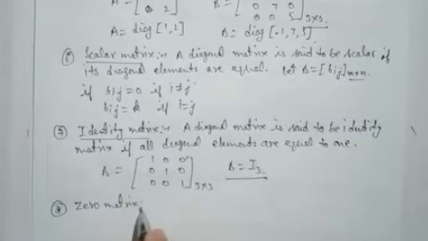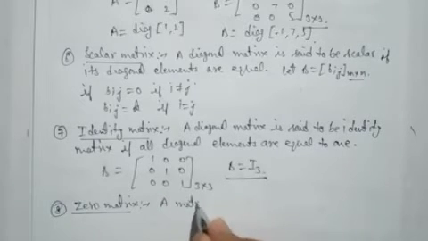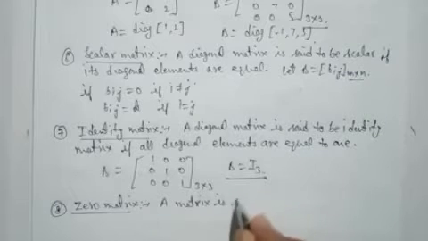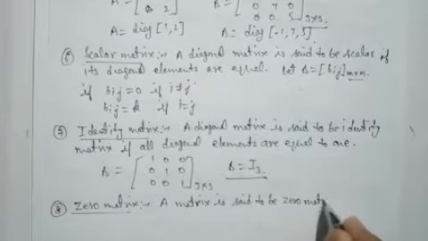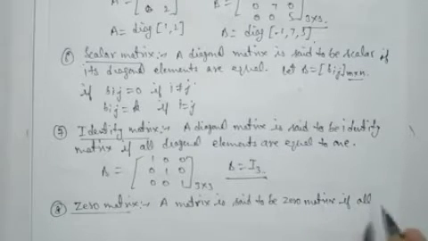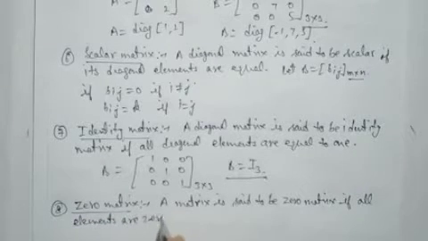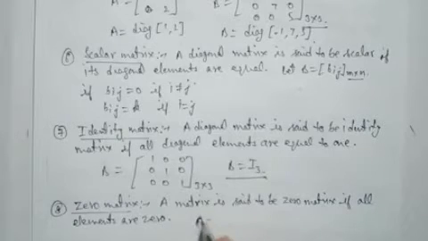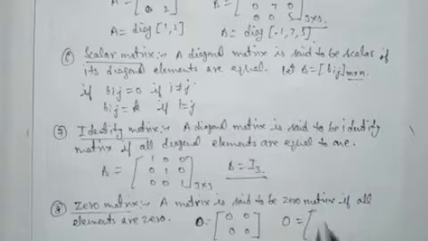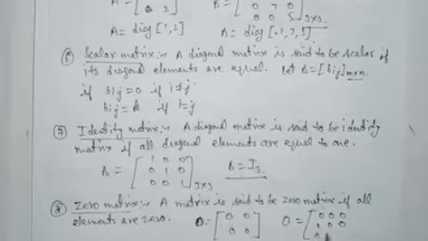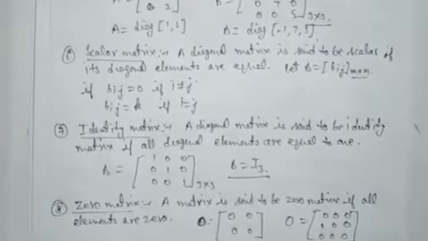Next is zero matrix. As its name indicates, a matrix is said to be zero matrix if all elements are zero. All elements are zero. For example, it is denoted by capital O, 0 0 0 0. This is zero matrix. 0 0 0 0. This is also a zero matrix. Clear?